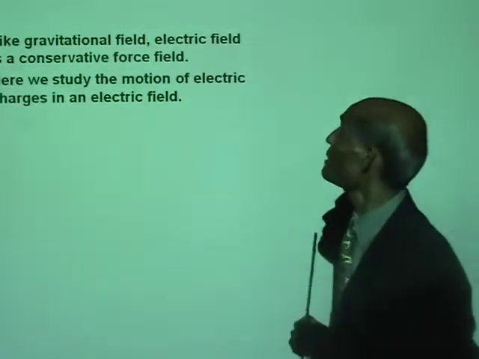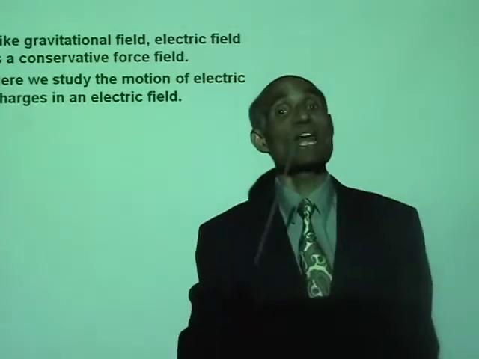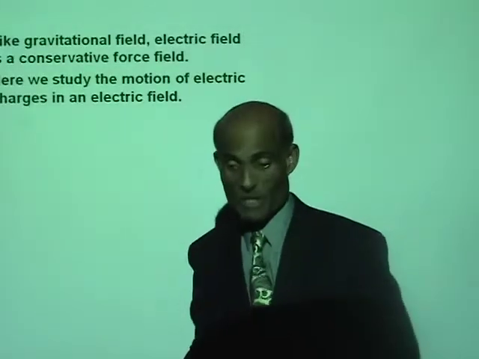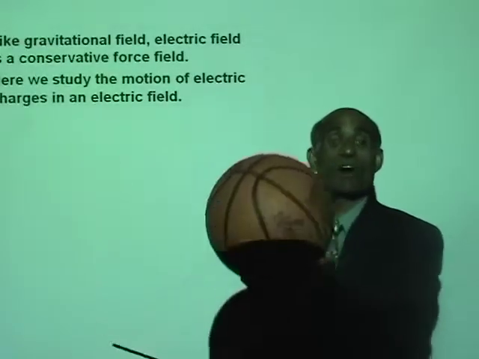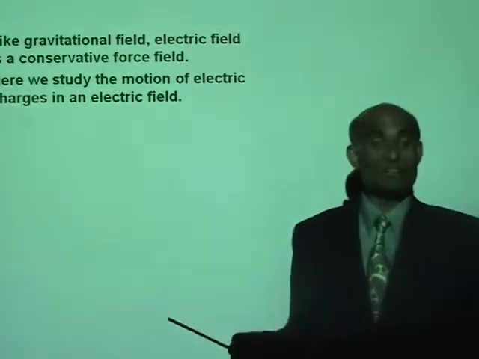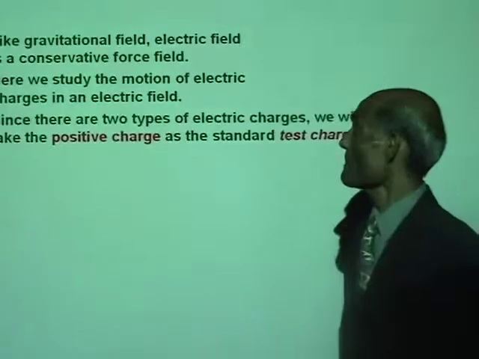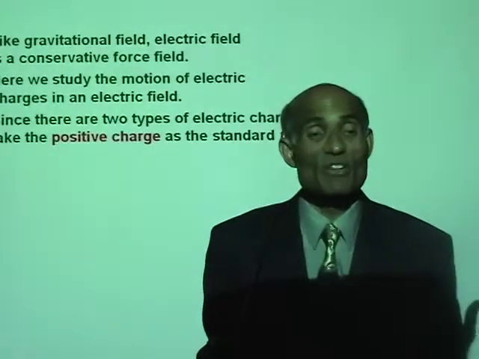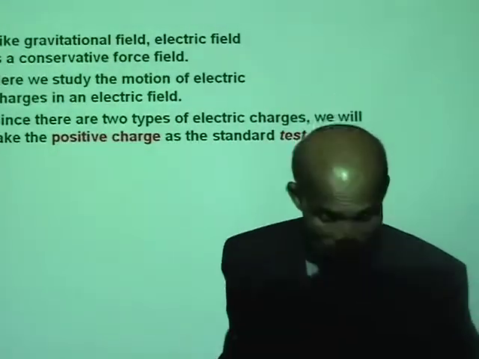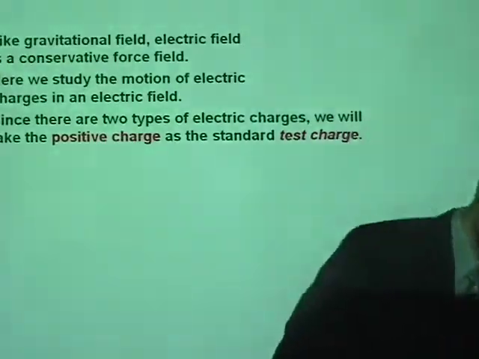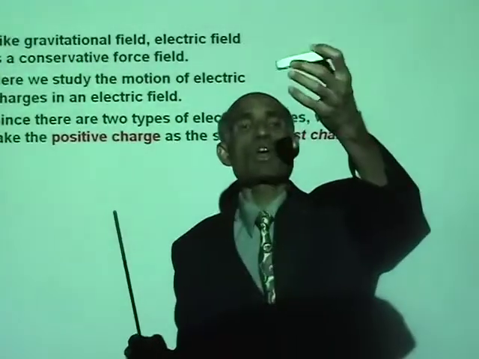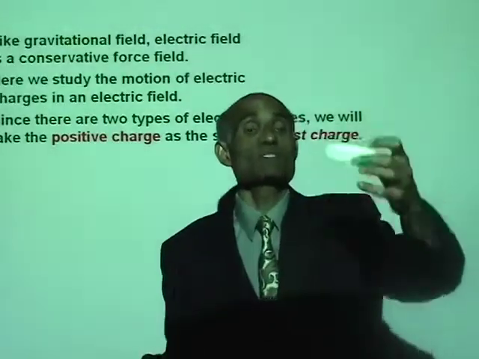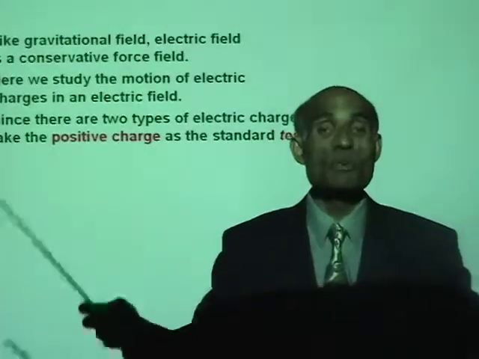Here, we study the motion of electric charges in an electric field. So, the study of electric charges in an electric field is analogous to the study of motion of objects in a gravitational field. Okay, since there are two types of electric charges, now this is where the difference lies. In the case of the gravitational field, all falling objects have masses. So it's a mass that is moving in a gravitational field. There is no difference there.